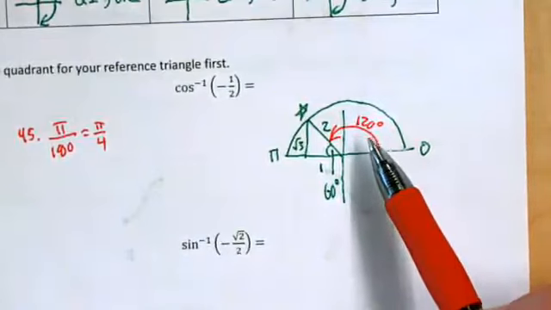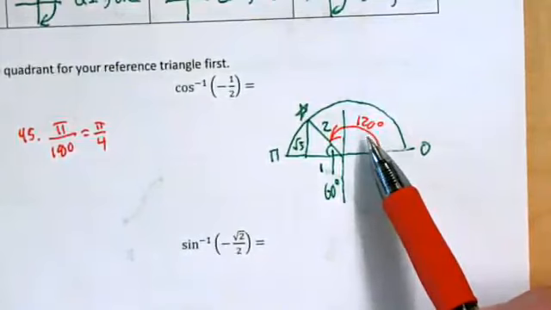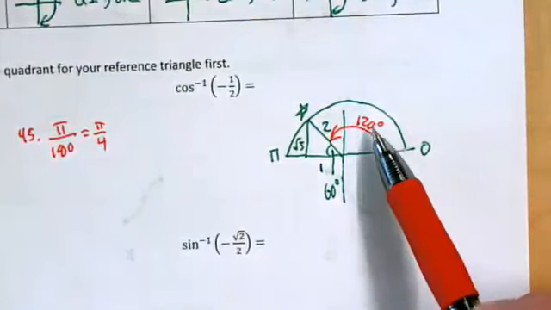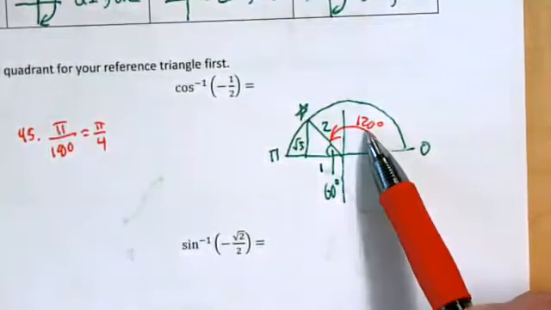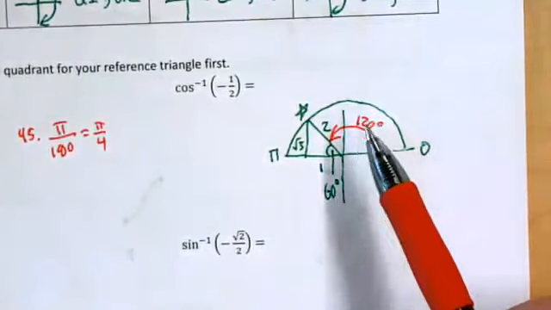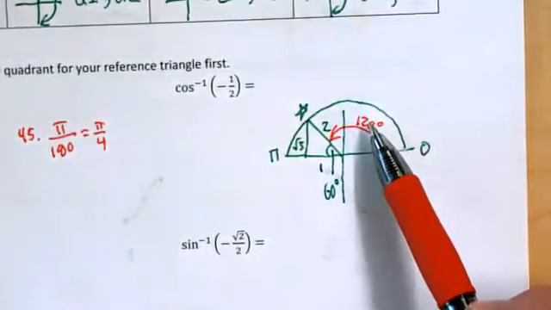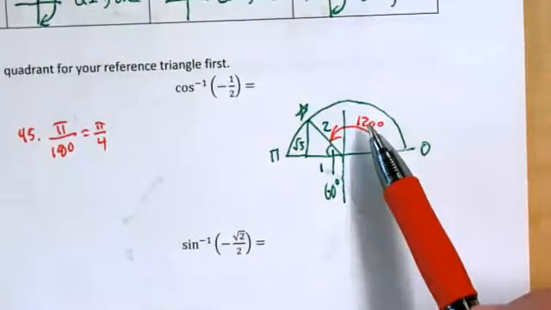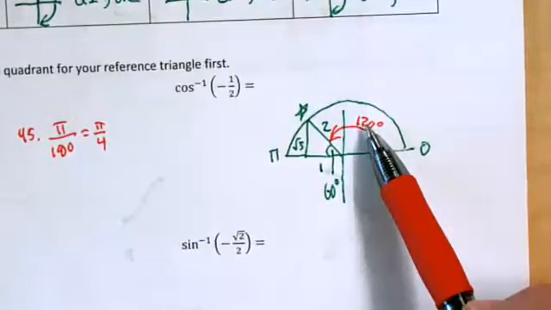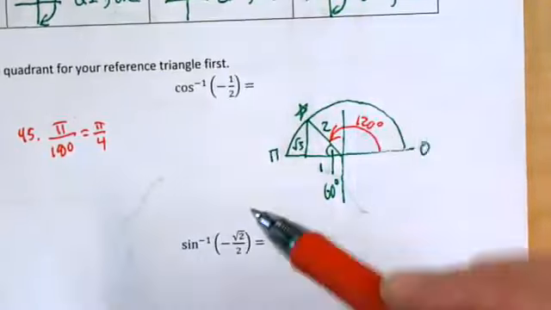What's the bigger one? 60. How many times does 60 go into 120? It goes in there 2 times. So this is 2 60s, right? Now 60 is pi over 3. So if you know that 60 is pi over 3, this is 2 pi over 3s. And that's how I know that this is 2 pi over 3.